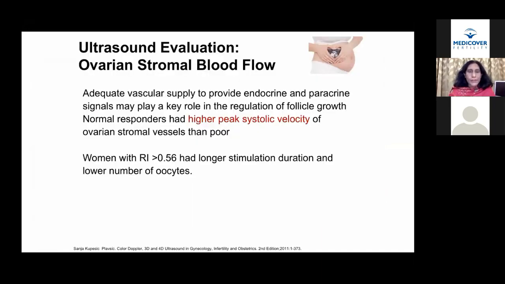We can also look at blood flow with color Doppler. An adequate vascular supply to provide endocrine and paracrine signals may play a key role in the regulation of follicle growth, and normal responders had a higher peak systolic velocity of ovarian stroma vessels than poor responders. Women with RI more than 0.56 take a longer stimulation duration, and they have a lower number of oocytes.